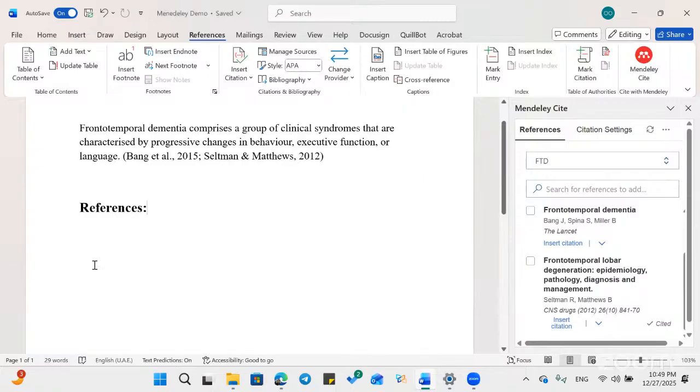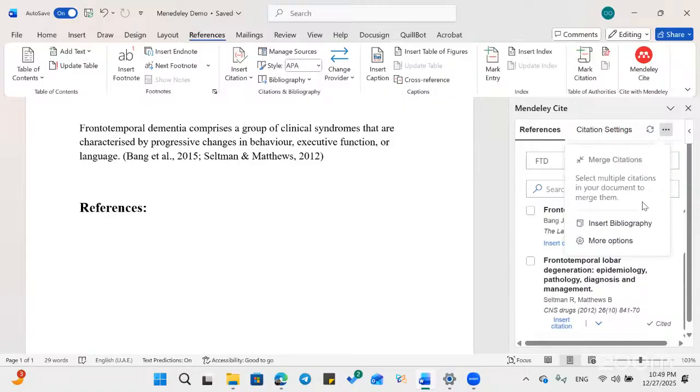Now to the bibliography. Here I have this headline, references, and I want to insert my bibliography below it. I just go here below it and go here for these three points, click on it and click insert bibliography.